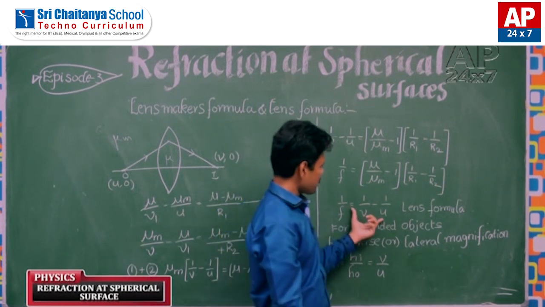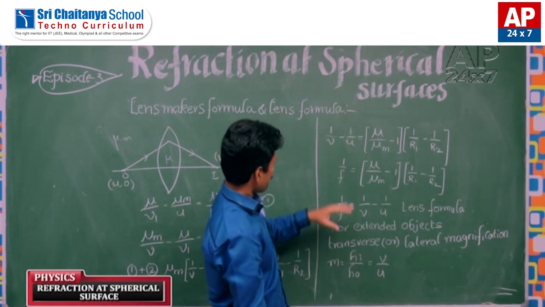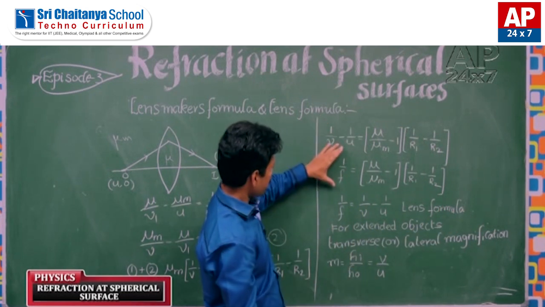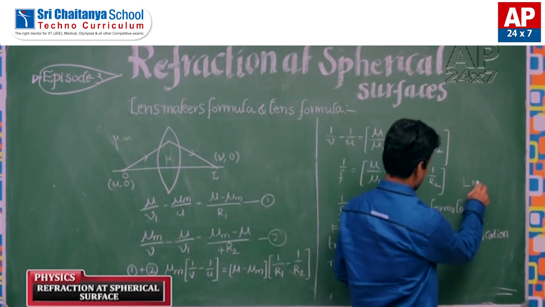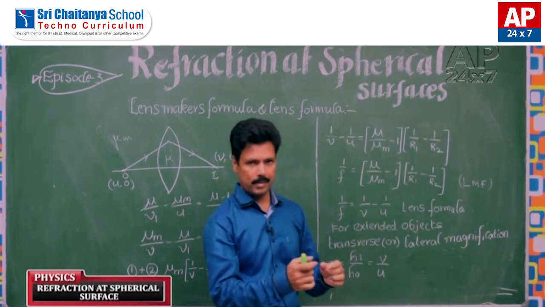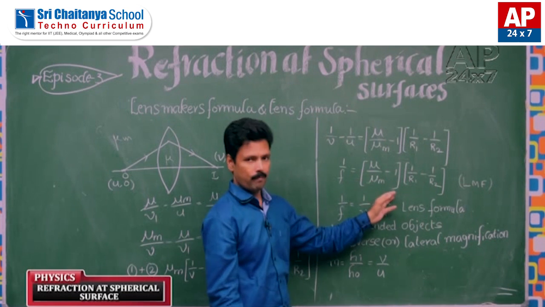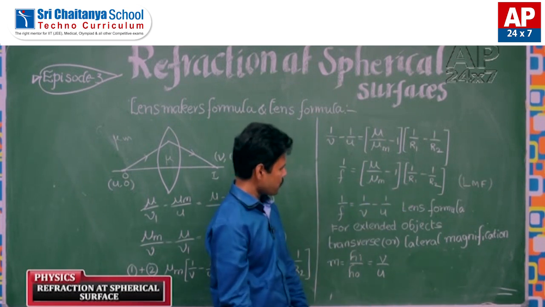So this is known as the lens formula. And if you take this one, 1 by f equal to mu by mu of medium minus 1 into 1 by R1 minus 1 by R2, this one is known as the lens maker's formula. That means while preparing any lens, we require this relation. That's why it is known as the lens maker's formula.